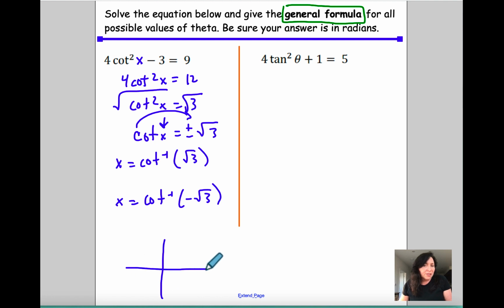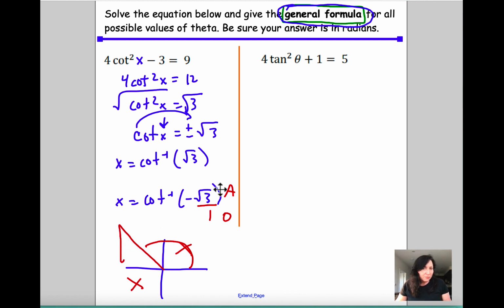So where's cotangent root 3? Think about it, you have no restrictions. Even though we had a restricted domain with the previous problems, this part where it says find the general formula up at the top, all bets are off. There's no restrictions. I want every single answer there could possibly be. And so now I'm going to think of this as being over 1. Tangent is opposite over adjacent. Cotangent is adjacent over opposite. So we know cotangent is not positive here. It's got to be negative in this quadrant.